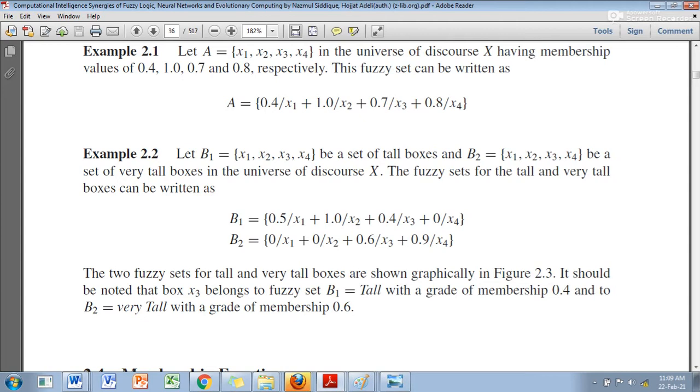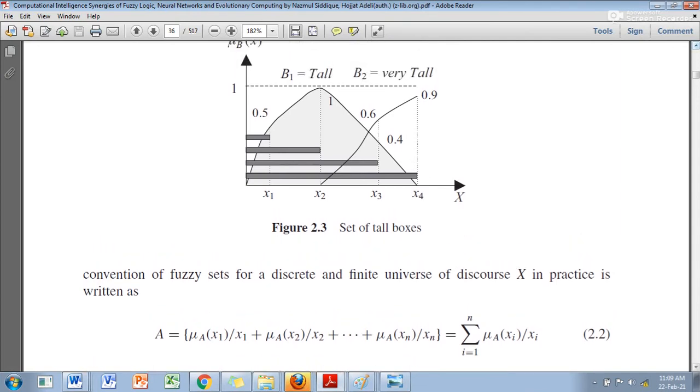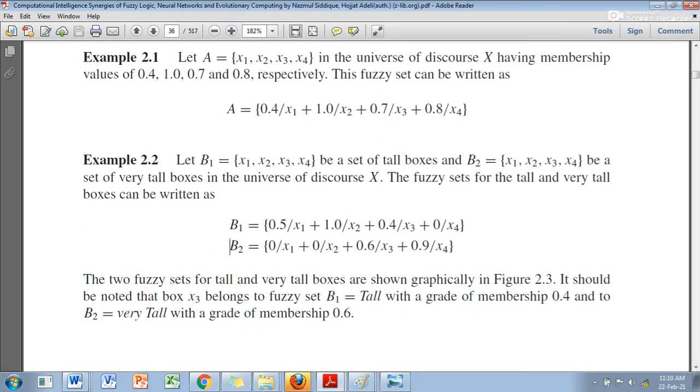Suppose there are two membership functions, b1 and b2. For b1, at x1 the membership grade is 0.5, at x2 the membership grade is 1, and at x3, because we are considering only the membership function b1, it is 0.4, so 0.4 upon x3 and 0 upon x4. Next, if we consider the membership function b2, then 0 upon x1, 0 upon x2, 0.6 upon x3 and 0.9 upon x4. So two elements have 0 numerator, and two elements have 0.6 and 0.9. So here we have defined the two membership functions.